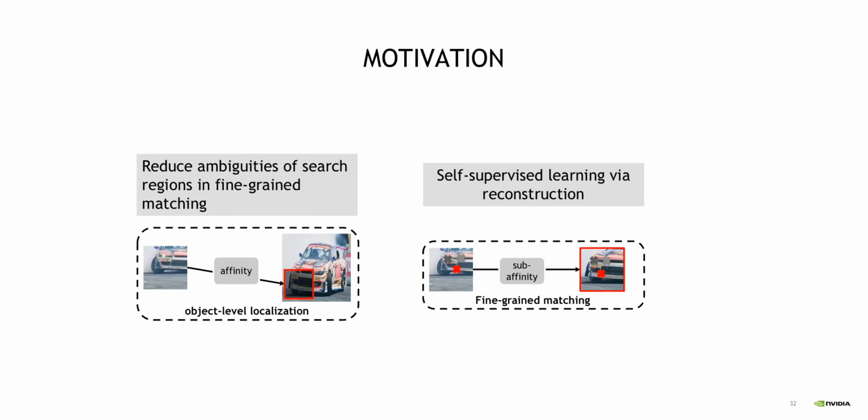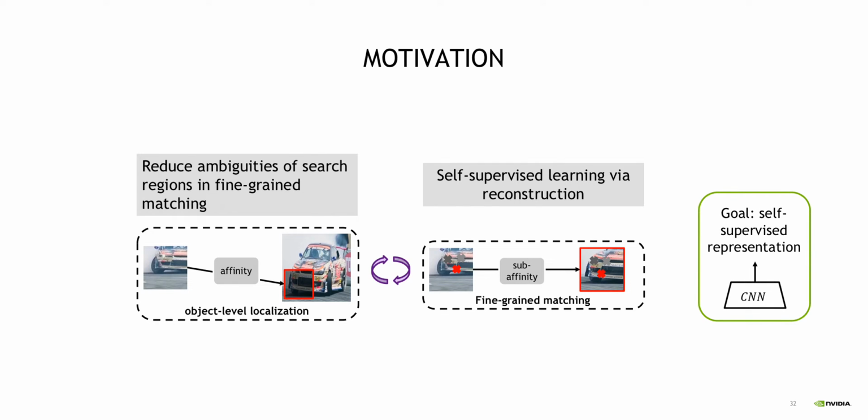Although highly correlated, the object-level localization and fine-grained matching tasks are seldom solved together due to different optimization goals. We demonstrate that these two tasks benefit each other by sharing an affinity matrix that associates the content of two images. The region-level localization helps to localize a patch that is similar to the reference, and the fine-grained matching further enhances the feature representation by the reconstruction loss.